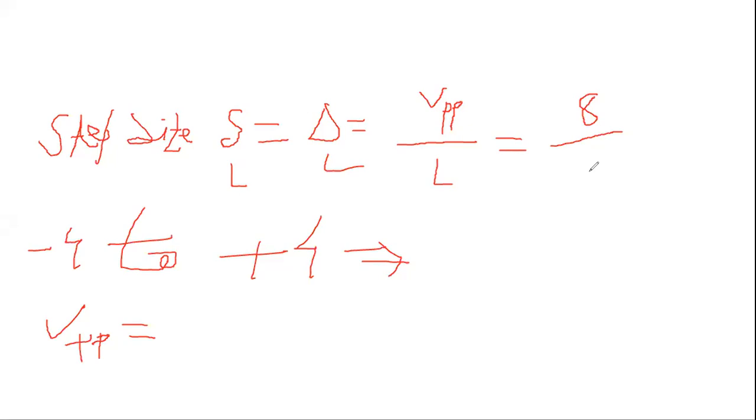Sir, -4 to 4. Yes, -4 to 4, so what will the peak to peak voltage be? 8, sir. 8 divided by 2. Who told you that? The peak to peak voltage will be 8, right? And what did I say the total number of quantization levels is? L equal to, what did I say? 2 to the power 3, right? 3 bits. The formula was L equal to 2 to the power n, where n is the total number of bits and L is the total number of quantization levels. Correct?